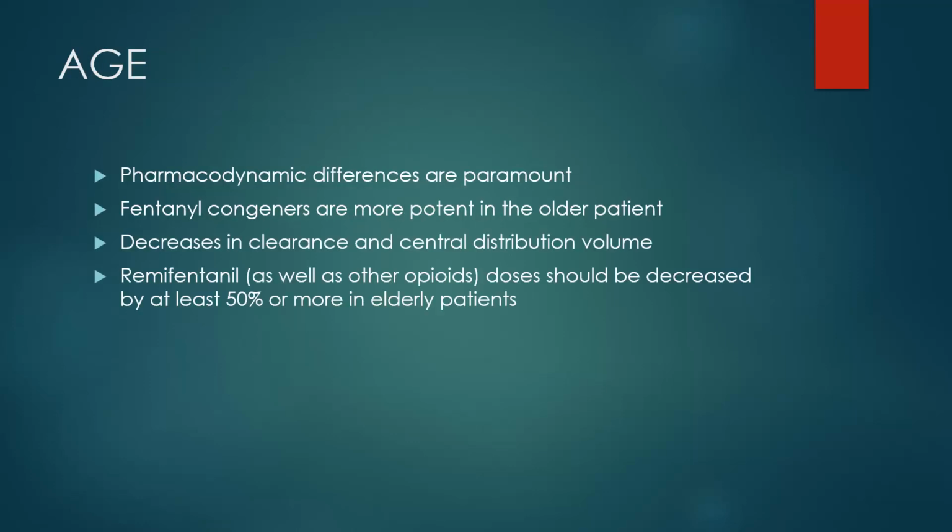Advancing age is clearly an important factor that you have to think about before giving opioids. For example, fentanyl congeners are more potent in older patients. You've seen this. We have decreases in clearance and central volume of distribution in older patients. But keep in mind, with advanced age, pharmacokinetic changes play a role, but it is really the pharmacodynamic differences that are the primary culprit and the reason you have to reduce your opioid doses in patients over 65. For example, if I have a patient over 80, my remifentanil dose is half of what I would use in younger patients. And again, titrate to effect.